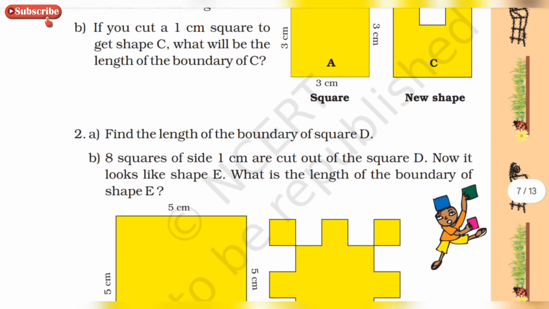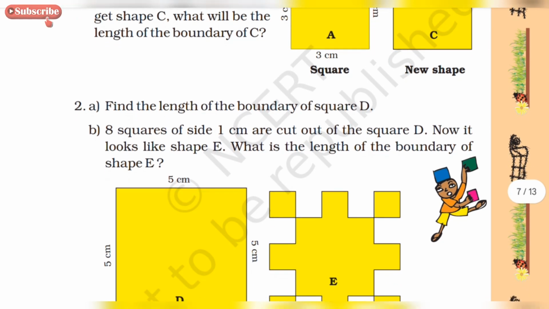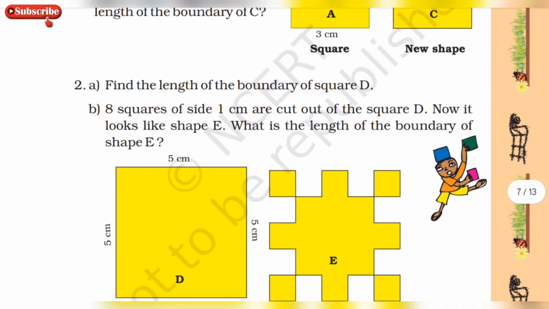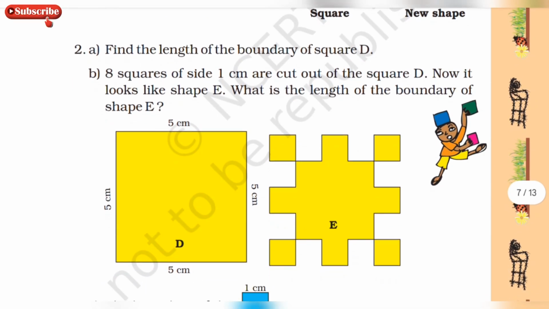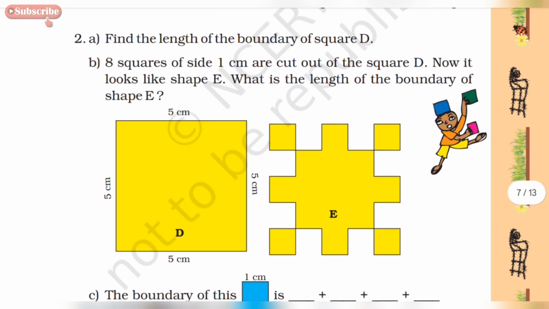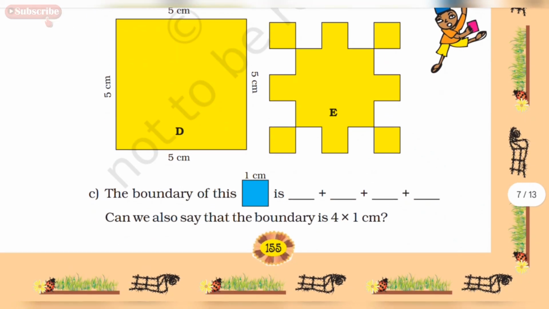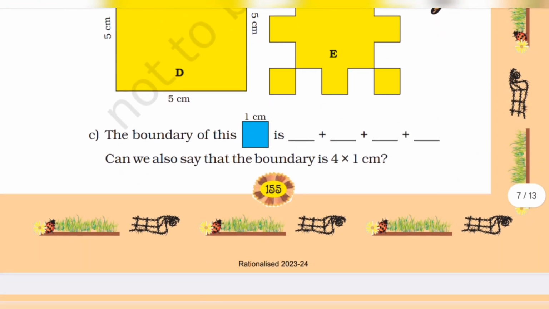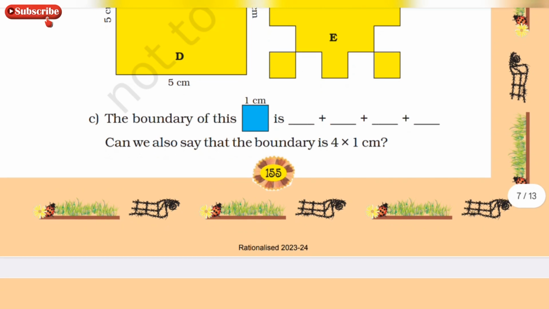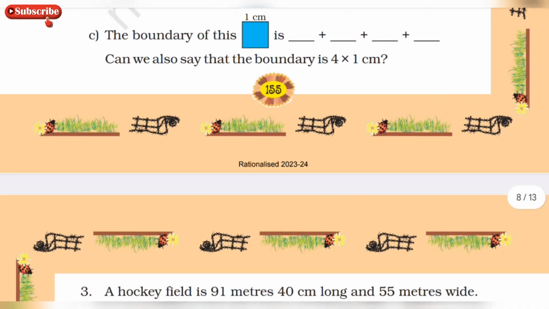8 squares of side 1 centimeter are cut out of the square D. Now it looks like shape E. What is the length of the boundary of shape E? The boundary of this 1 centimeter square is 4 into 1 centimeter, can we also say that?